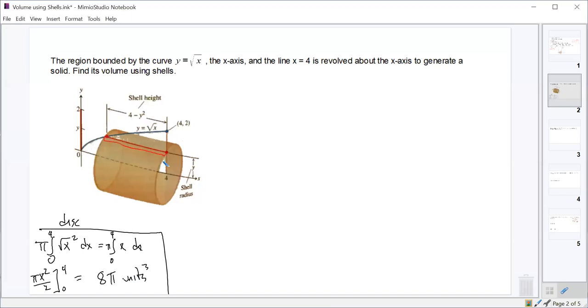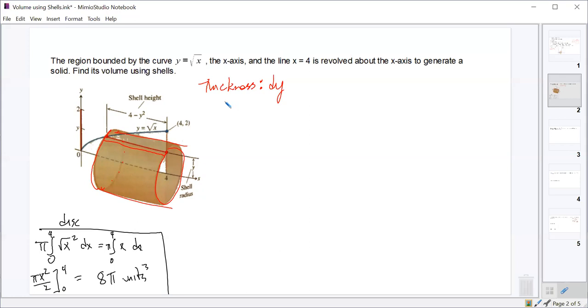Here is our typical rectangle that we've now revolved around here to make this cylinder. And the cylinder has a thickness of dy. So anytime we revolve around a horizontal axis, whether it's the x-axis or the line y equals -1 or y equals 1,000, the thickness of these cylinders will always be dy, and we will have to do it in terms of y if we're using shells.